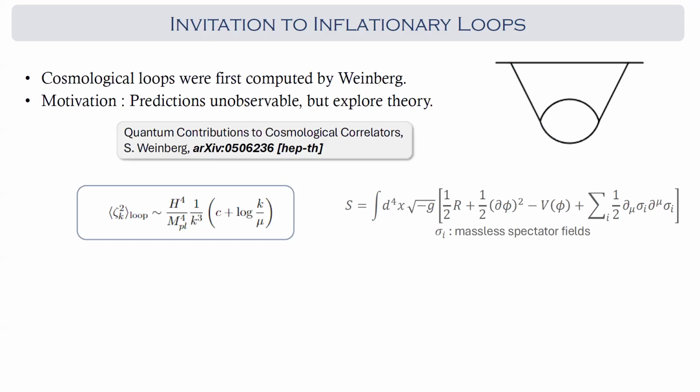Weinberg was the first to stress that even if these loop corrections cannot be observed, one should still compute them to study the theory. And he goes ahead and computes this one loop correction to the 2-point correlation in this work. In this theory, which has n massless spectator scalars, sigma is this spectator field which runs in the loop. And the structure of the correction he gets is this, where C is some scheme-dependent finite constant, and there's a log k by mu.